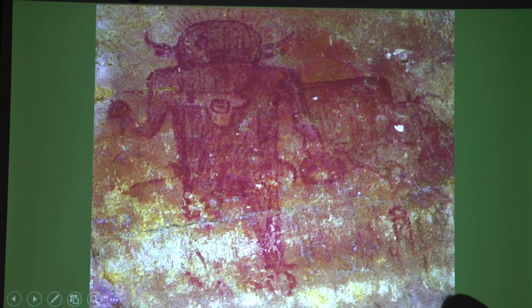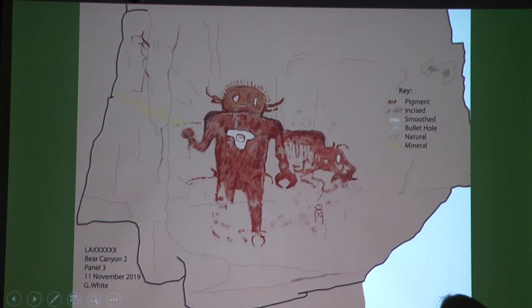We have this incredible figure. He's got a rattle in one hand. He's got a hoof on one foot down here. There's another insect-like thing down here. He's superimposed over the top of a buffalo, as you can see here. And here he is in the drawing of him.